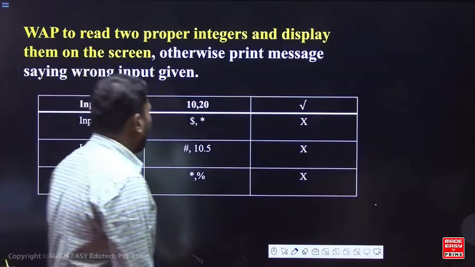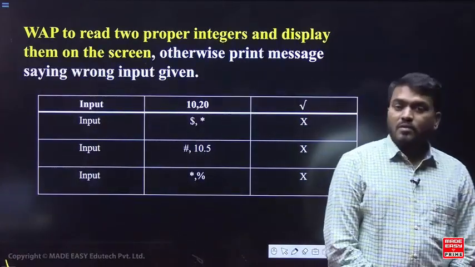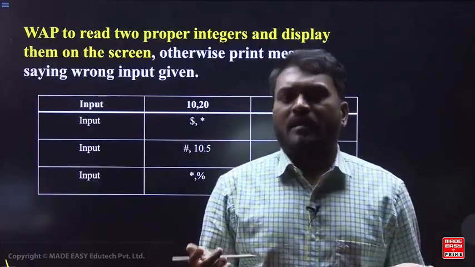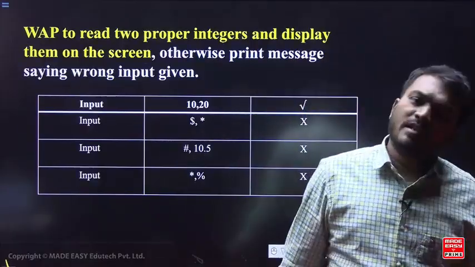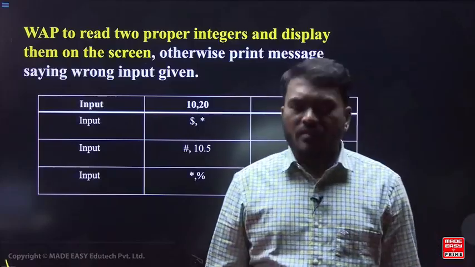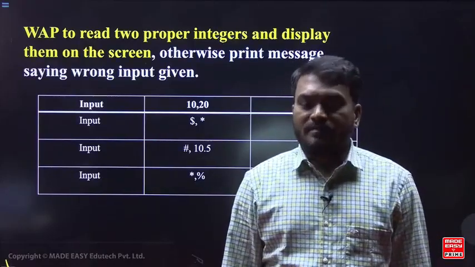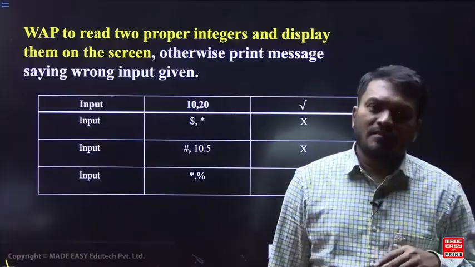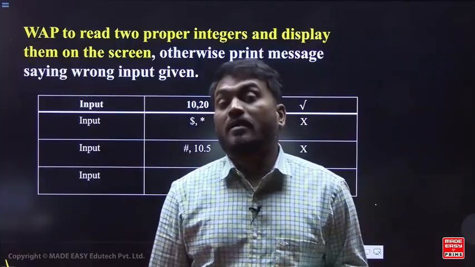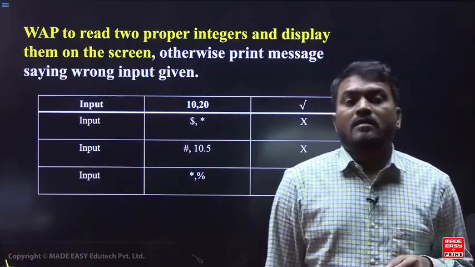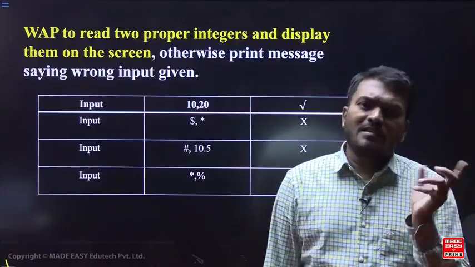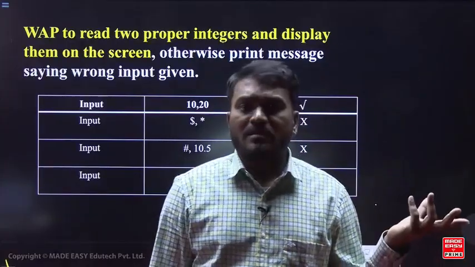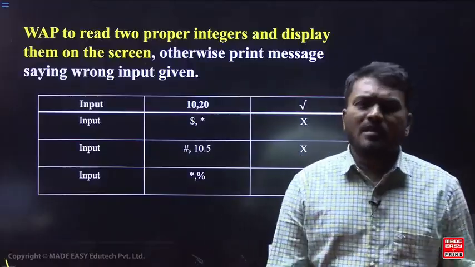Is this clear? All of you understood my requirement. I want to read two proper integers, like age, or maybe date of birth, month of birth, year of birth. Date is obviously an integer. Year of birth is also obviously an integer, or maybe month of birth. Anything, both are integers.